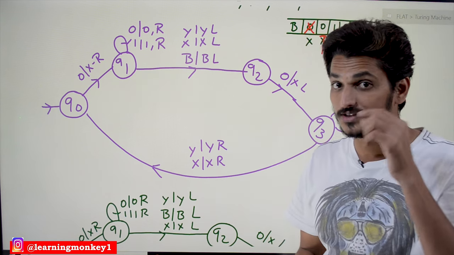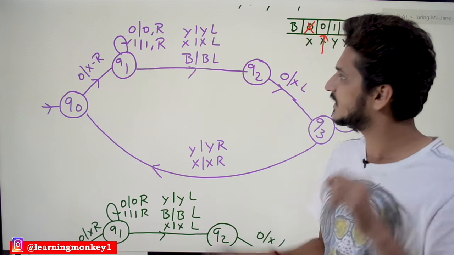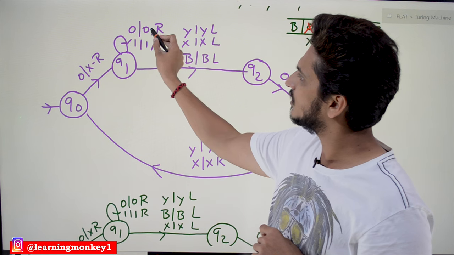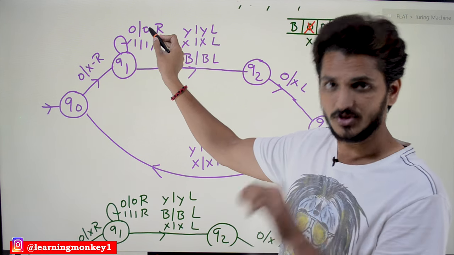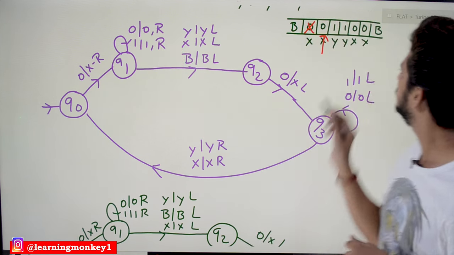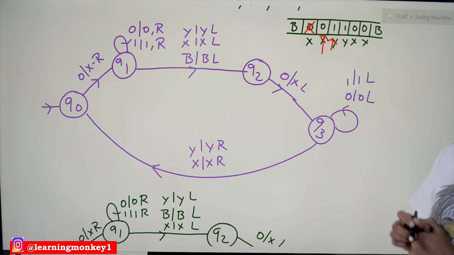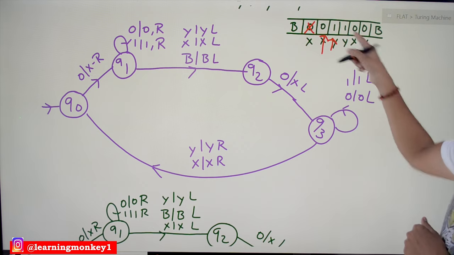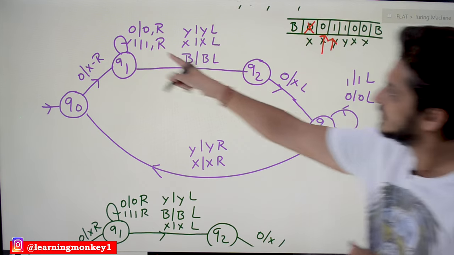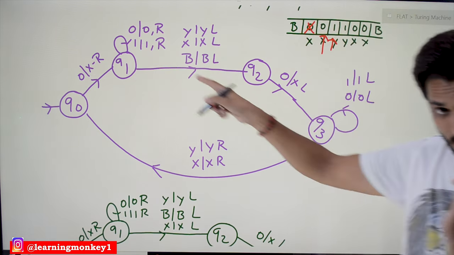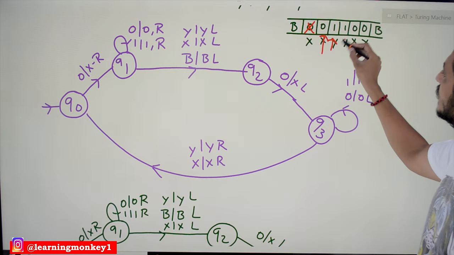See the logic on Q1, what do we have to write? If you see the input symbol 0, keep it as 0 and move right. Simply keep it as 0 and move right side. Now where are we at? On this one. If you see the input symbol 1, simply keep it as 1 and move right side.